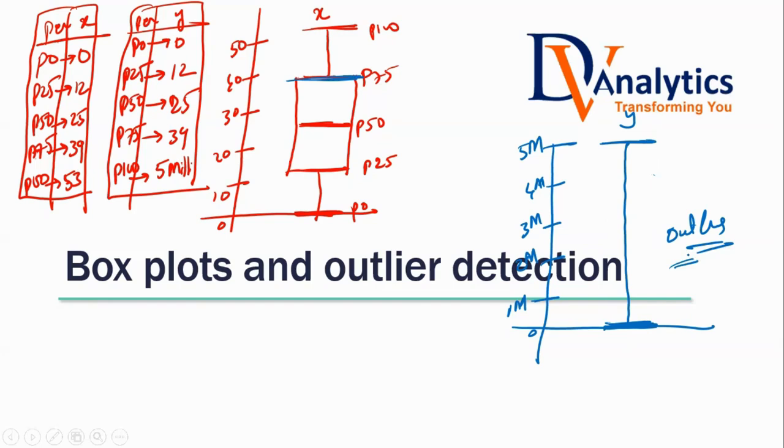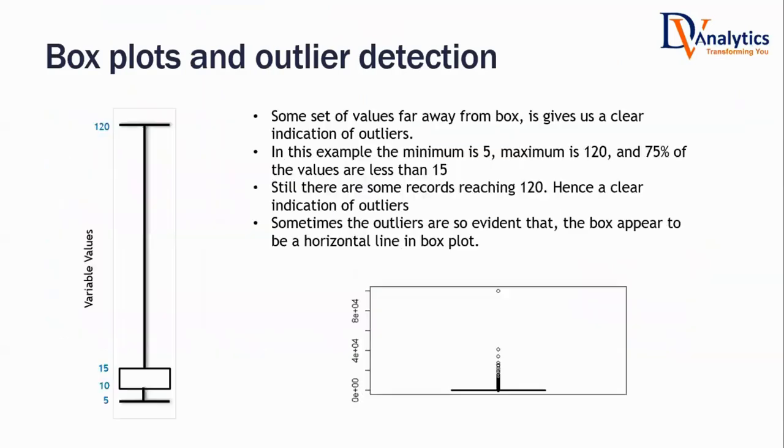You need to say that when there are outliers present in the data, your box is either compressed on the lower side, or on the higher side, or in the middle. 75% of the data is below 15, and some values are going as far as 120. Definitely there are outliers, but somewhat we can see them. How about this one? There are huge outliers.